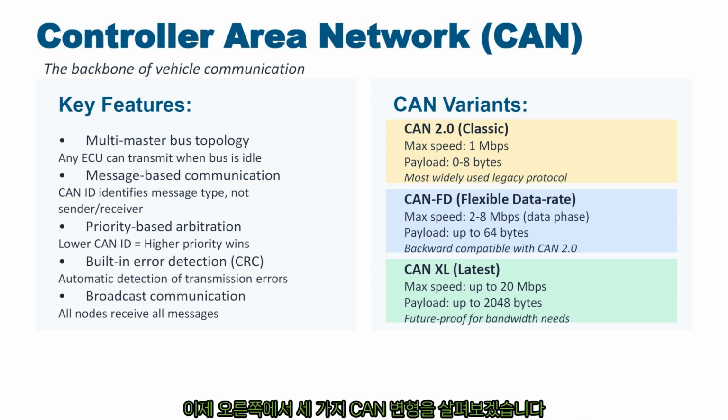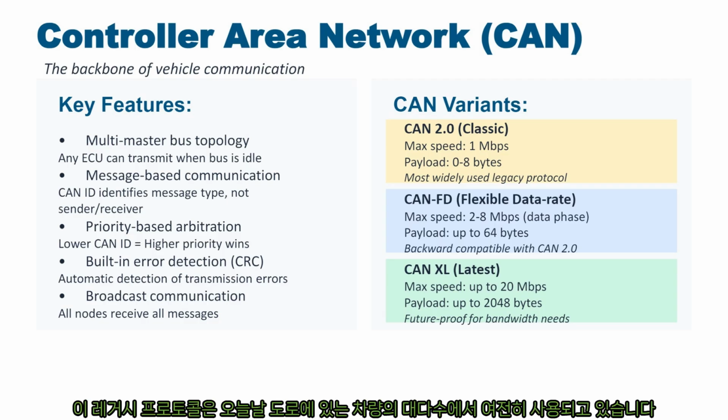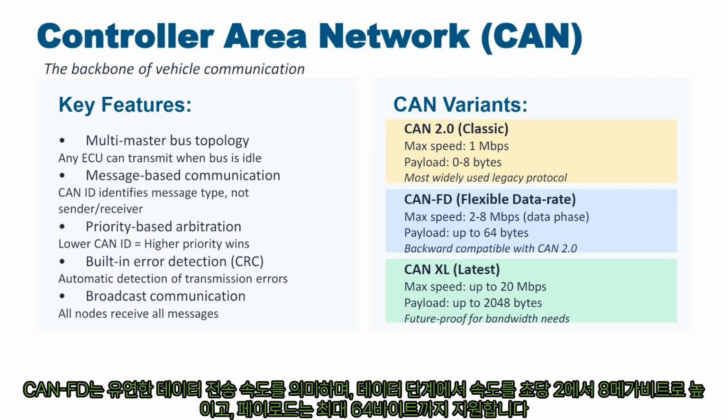Now, on the right side, let's look at the 3 CAN variants. CAN 2.0, also called Classic CAN, is the most widely used. Maximum speed of 1 megabit per second, payload of 0 to 8 bytes. This legacy protocol is still in the vast majority of vehicles on the road today. CAN FD, which stands for Flexible Data Rate, bumps the speed up to 2 to 8 megabits per second in the data phase, with payloads up to 64 bytes.